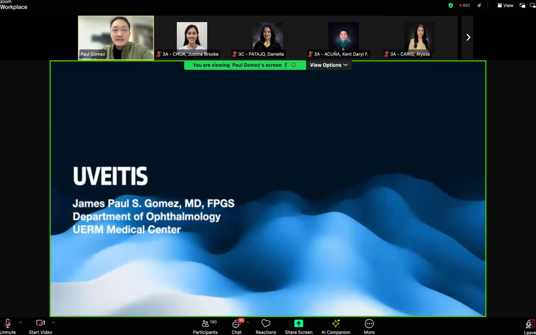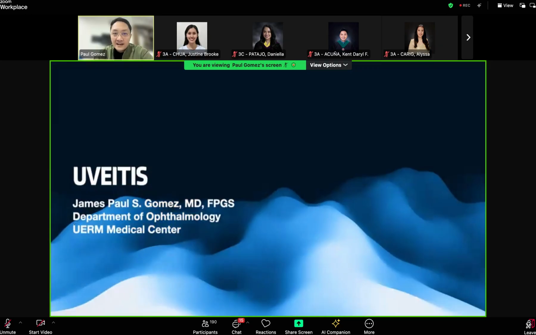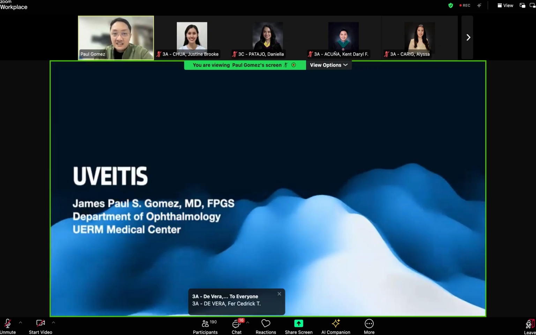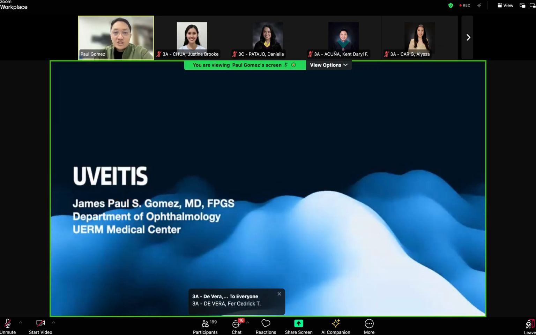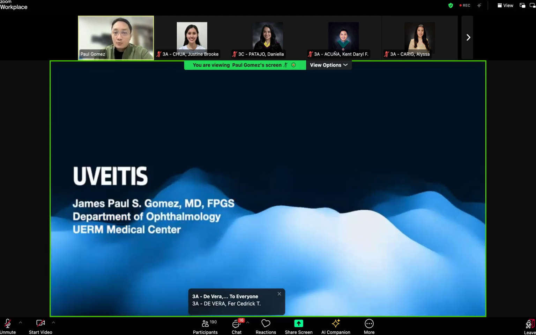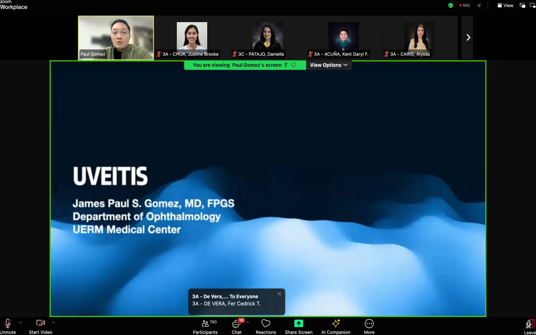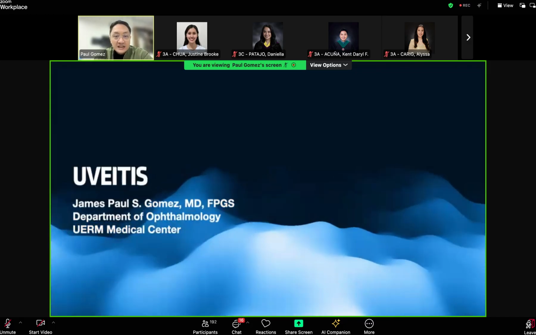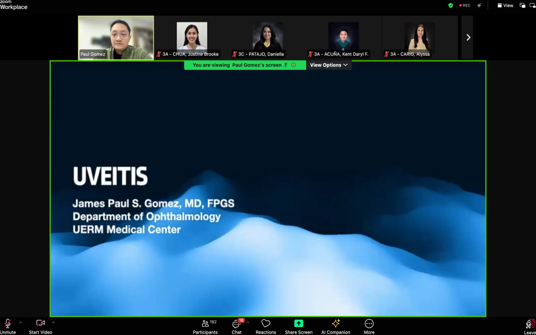Hindi lahat ng nagre-red eye, sore eyes, dry eye strain, irritation lang. One of the differentials that you have to consider, especially if you look at the history, the profile of the patients, is red eye from uveitis.